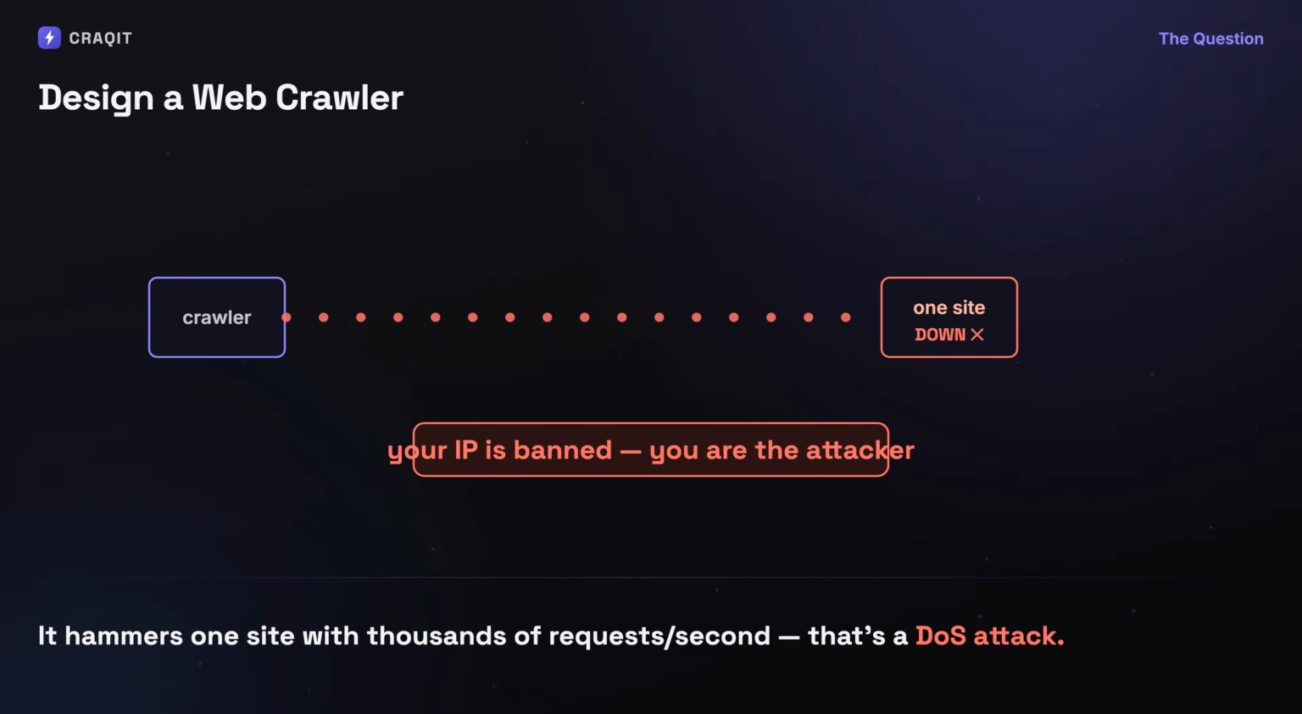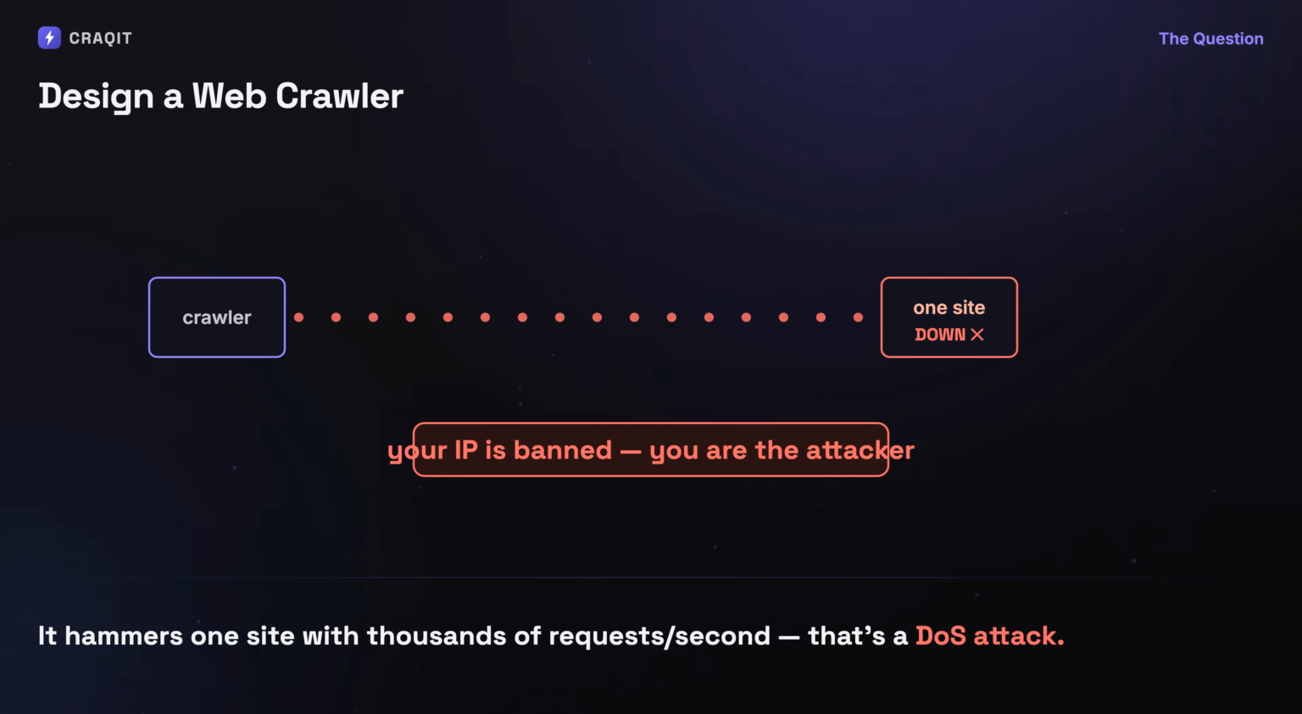Because here's what that naive loop actually does. It hammers one poor website with thousands of requests a second. That is a denial of service attack, and you are the attacker.